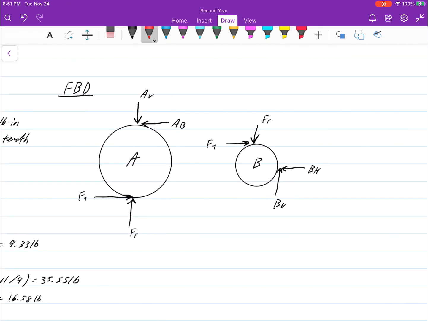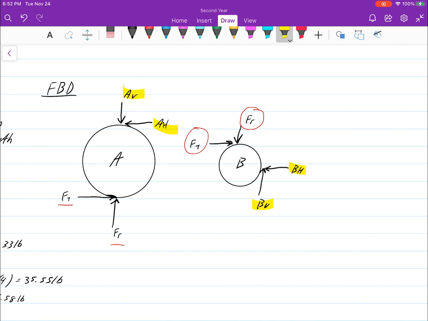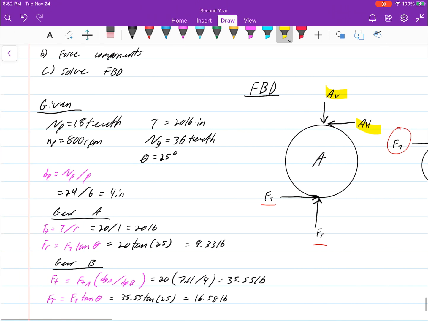And here is the free body diagram representing that. We're specifically looking at A and B in this problem. Here we have the tangential force and then the radial force for gear A, and then we have the same thing here and here for B. And then we also have their vertical, and that should be horizontal, forces. So here, here, here, and here for gear A and B. We need to find all those forces, so let's do that.